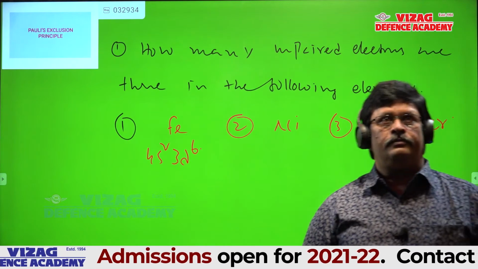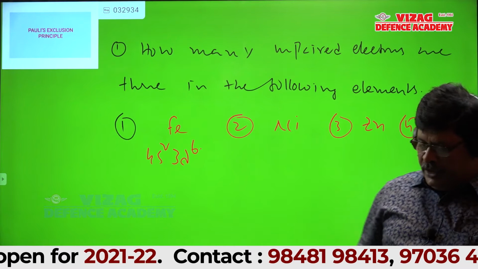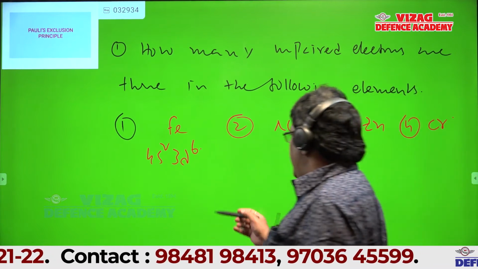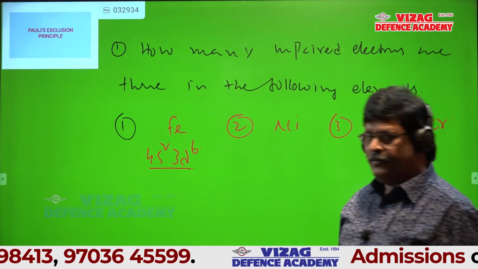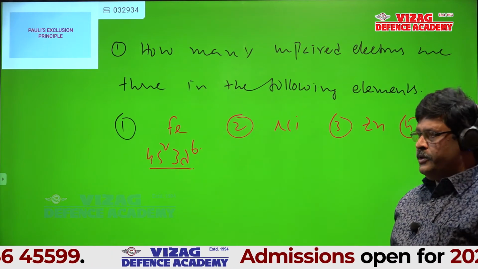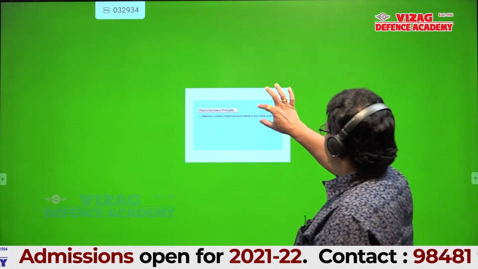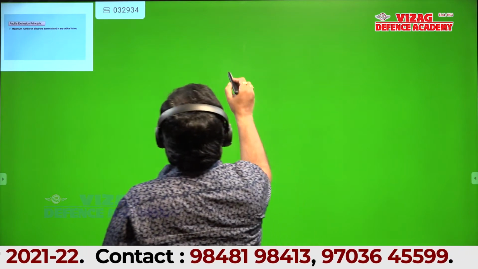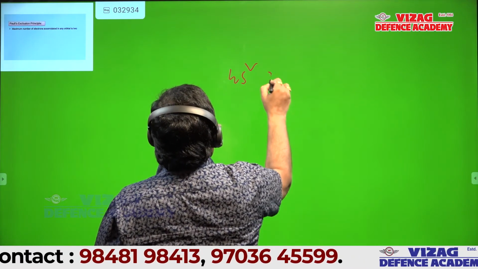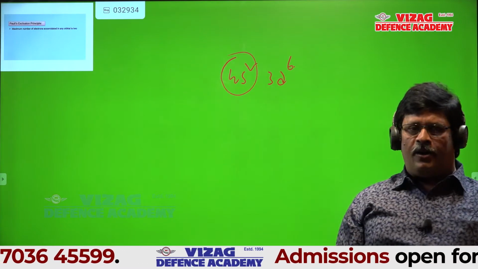Ferrous. Can anyone tell how many unpaired electrons are there in this iron? 4. Can I explain how it is? Students, in the d orbital, 4s2 is completely filled here, no unpaired electron.